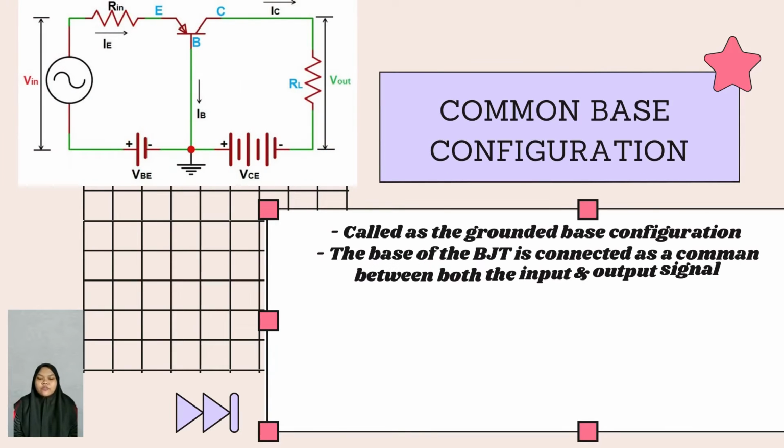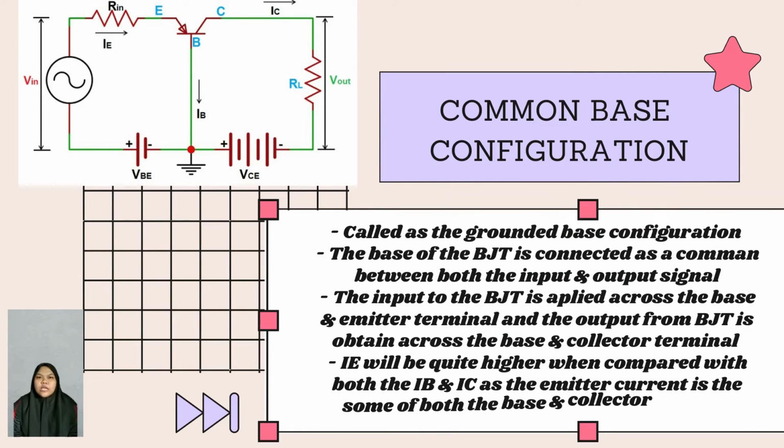Next, I will explain about the common base configuration, also called the grounded base configuration. The base of the BJT is connected as a common between both the input and output signal. The input to the BJT is applied across the base and emitter terminal, and the output from the BJT is obtained across the base and collector terminal.